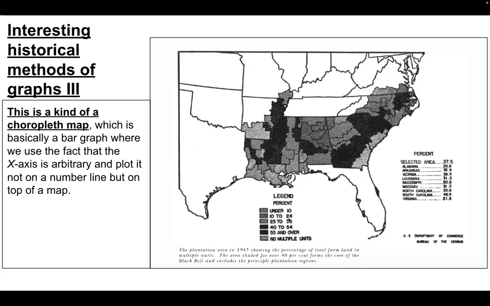What actually is this? I'm forgetting now. Sure, totally blanking on what this is. Percent of total farmland in multiple units. Yeah. So this is kind of a cool thing here.